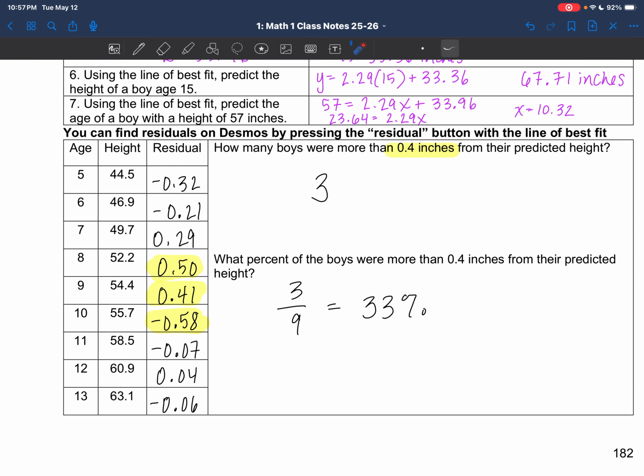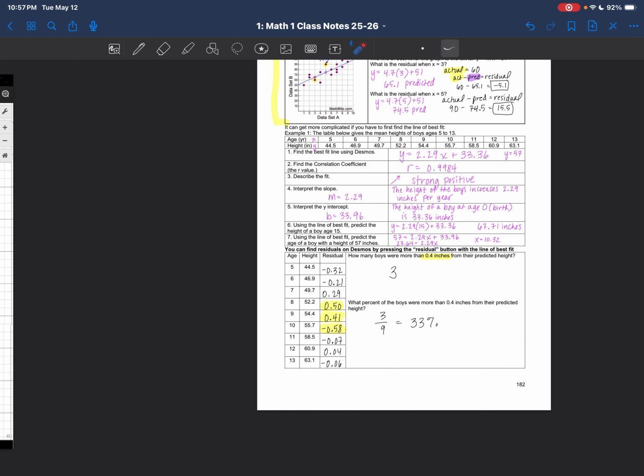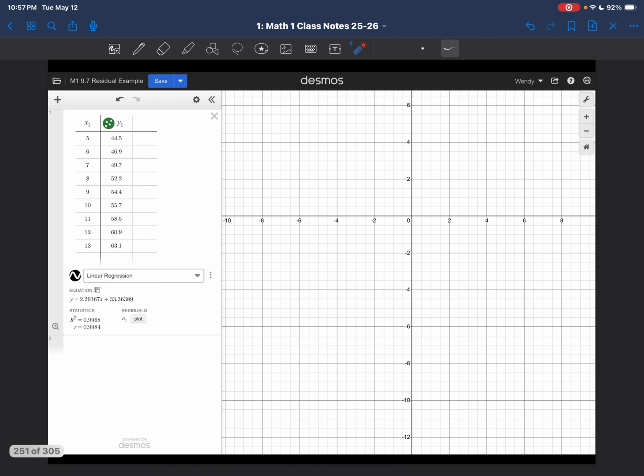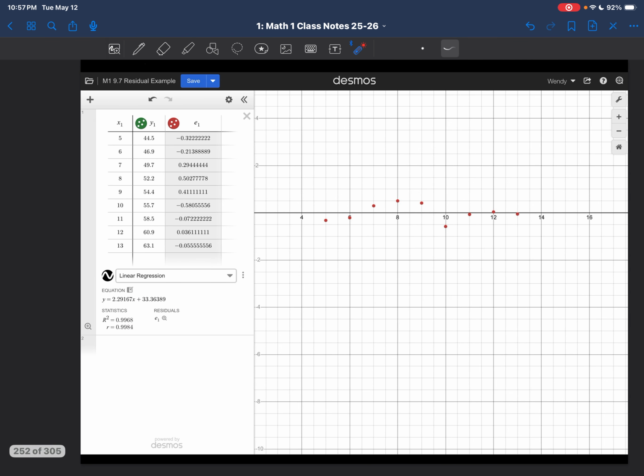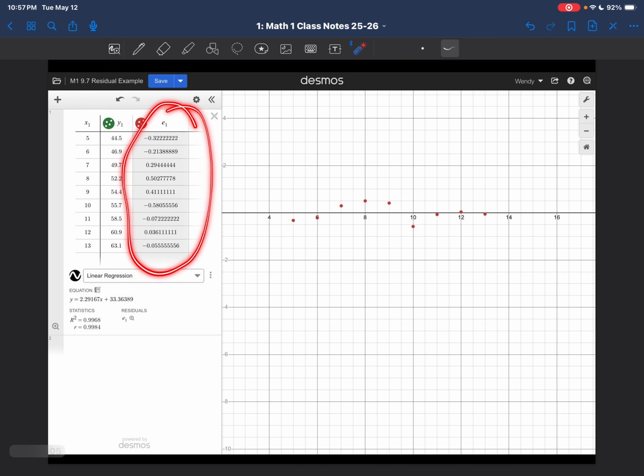So I've got 3 out of 9 total, which was 0.3333 repeating. And remember, you move the decimal point twice to get 33%. So it was pretty easy. You just had to go through and hit the plot and then under residuals. And then once you got that, it's going to pull up how far away it is from the predicted values.